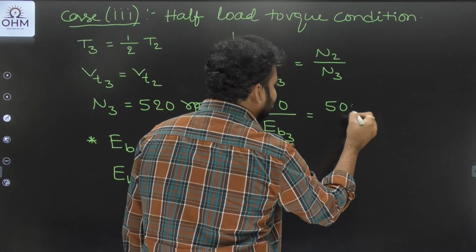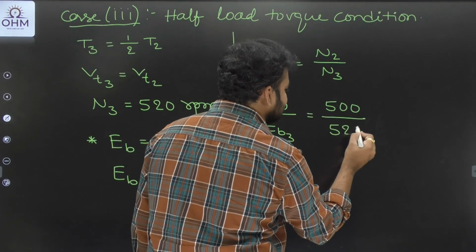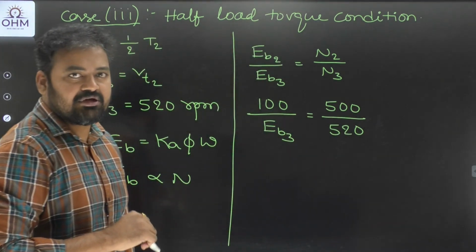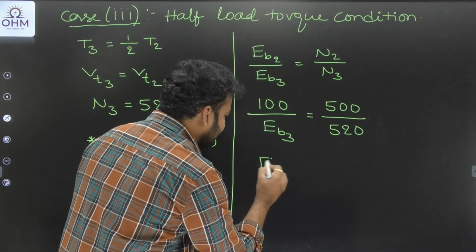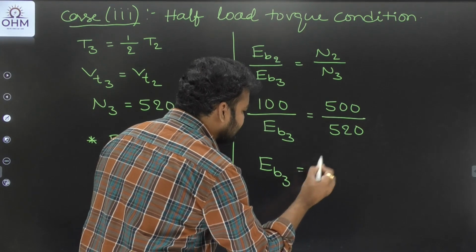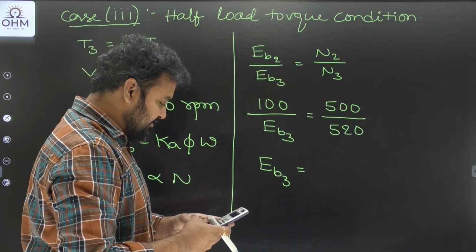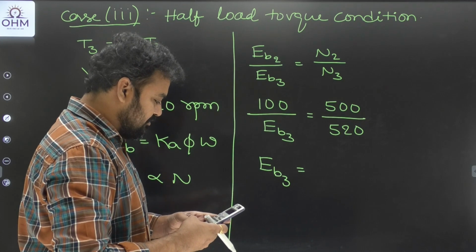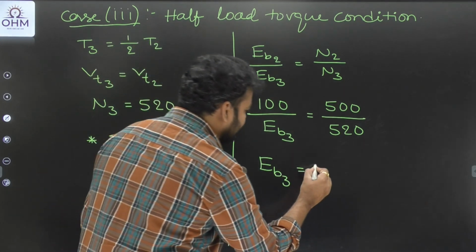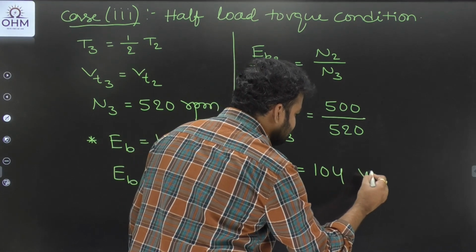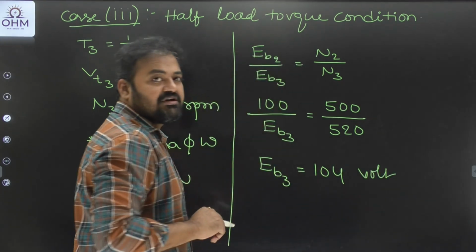Speed in the second case is 500 RPM. Speed in the third case is 520 RPM, clearly mentioned in the problem. So you will get the back EMF in the third case. If I solve it, 520 divided by 500 into 100, so 104 volt. This is going to be the back EMF in the third case.